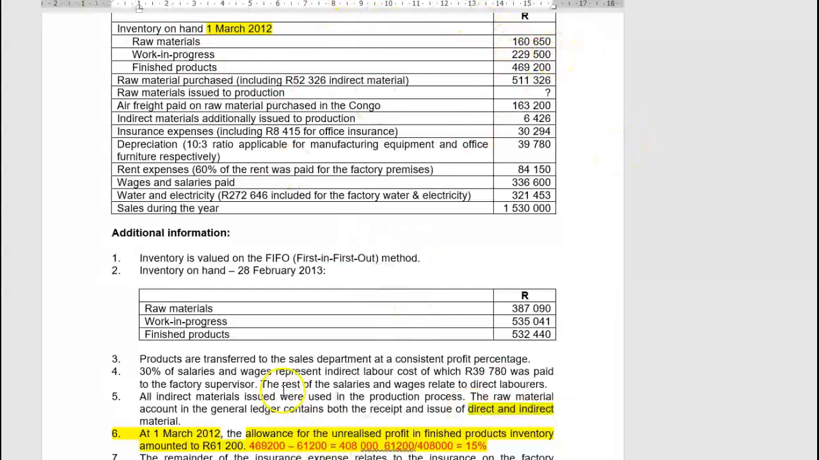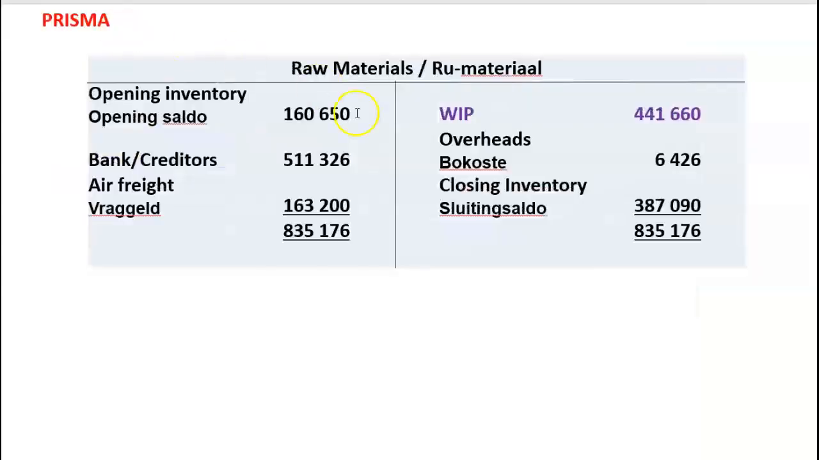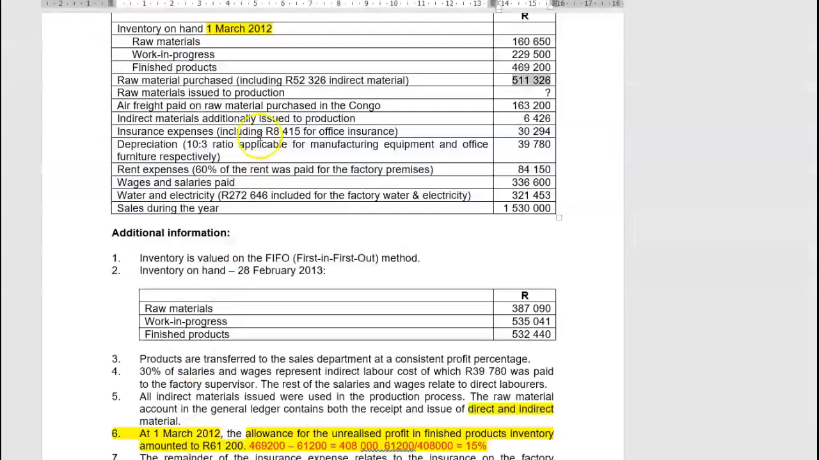160,650, there was nothing left at the beginning of the year, so that was our opening. So raw materials included indirect material. We're working with one account, so therefore we can account for the total of 511,326 in our raw material account. Purchases 511,326. Then raw materials issued to production, that is the big question mark.